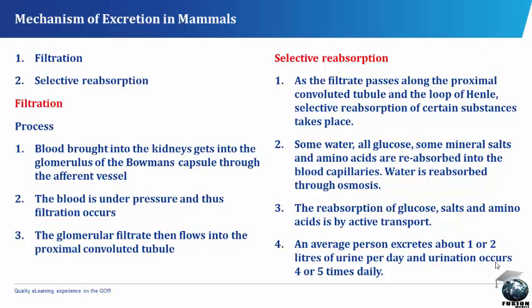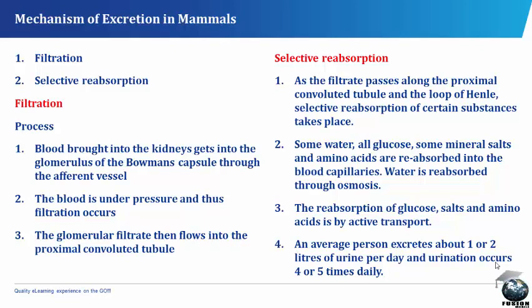This is possible because the blood in the capillaries enveloping the proximal tubule and the part of the loop of Henle comes from the efferent vessel. This blood contains a lot of proteins, which brings about higher osmotic concentration and pressure than the filtrate in the tubule, and so water molecules pass into the capillaries. The reabsorption of glucose, salts, and amino acids is by active transport.